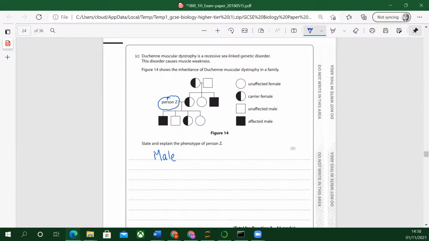So this person's a carrier female. So you've got unaffected male, affected male. It must be unaffected male. We've got again that 25%. Okay, so we've got the heterozygous. 25%. So he's a male, so he has the dominant allele.